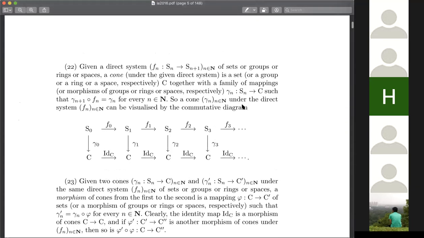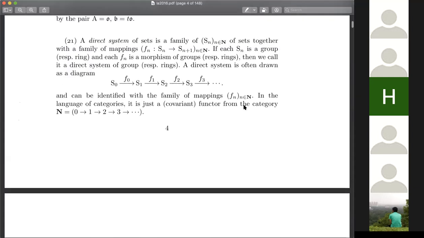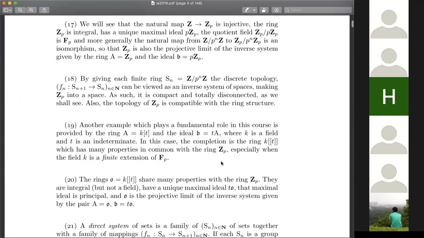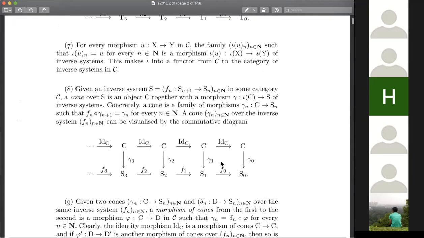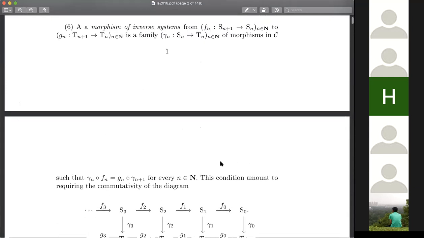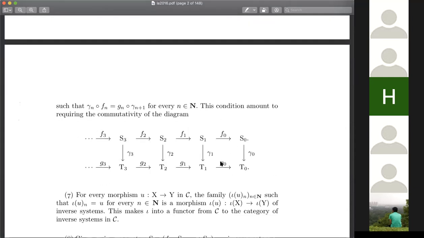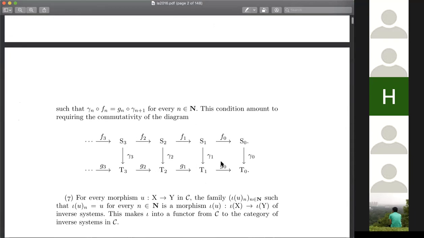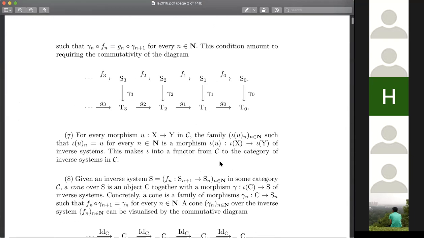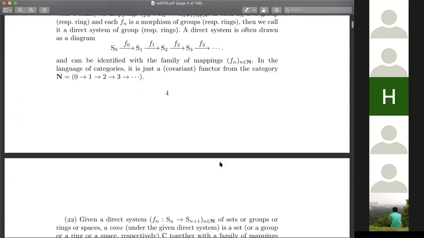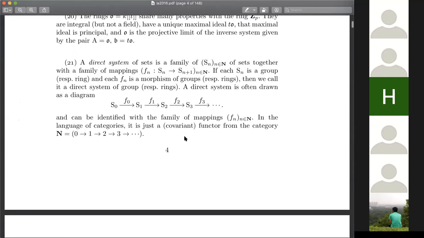Now, for a direct system, you of course have a similar notion of morphisms of direct systems. It's no different. It's going to be just morphisms from one system to another, which make the squares commute. So that's a very natural notion of morphisms of direct systems.